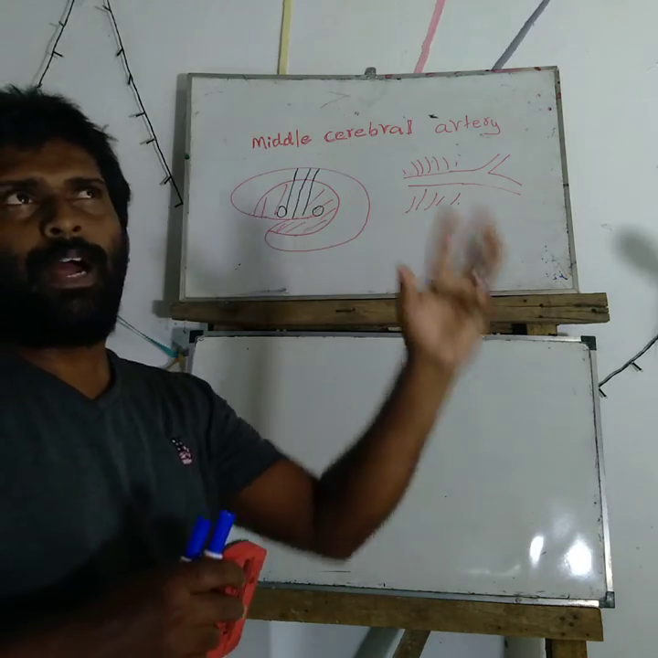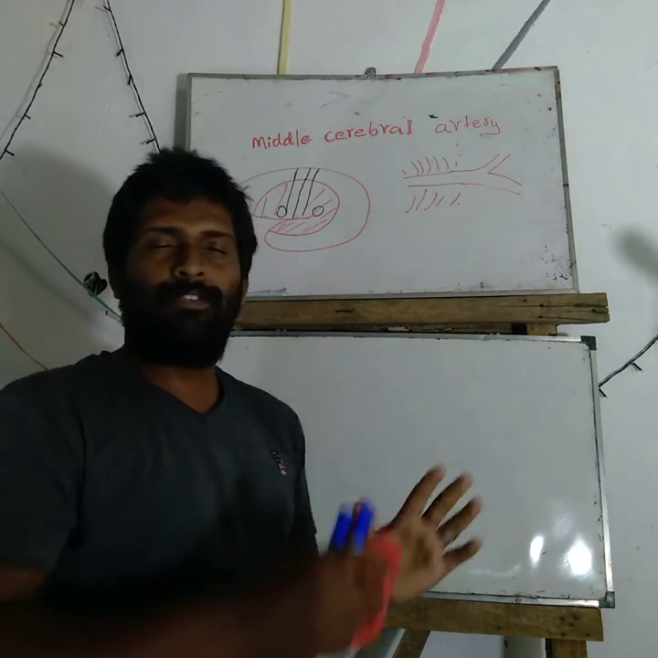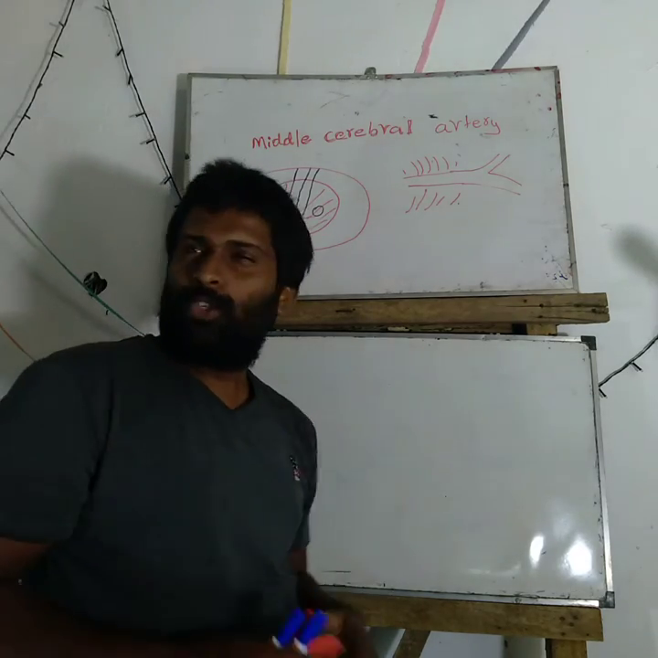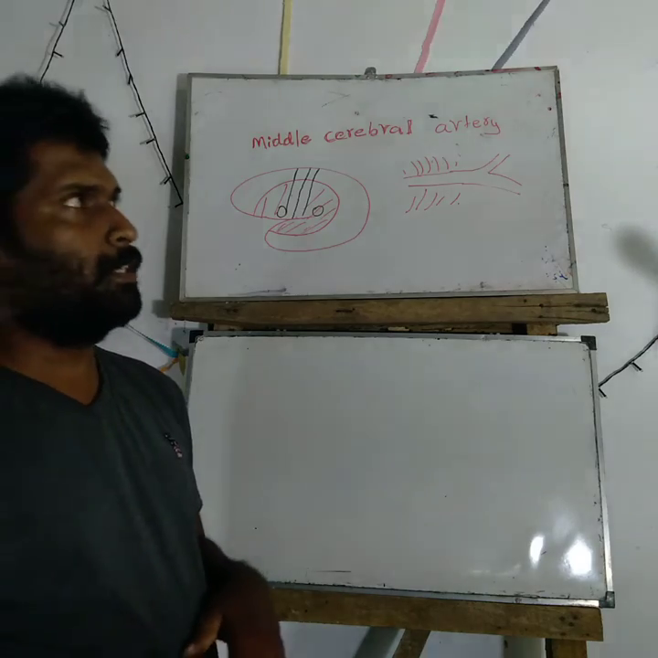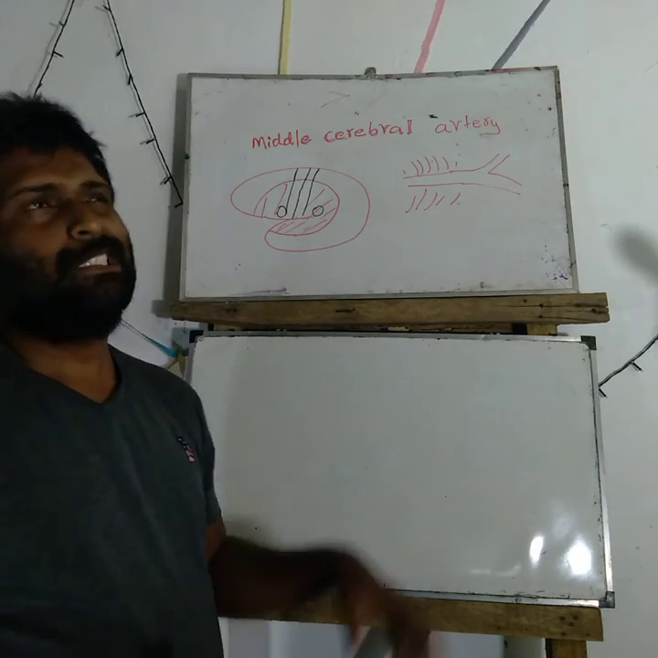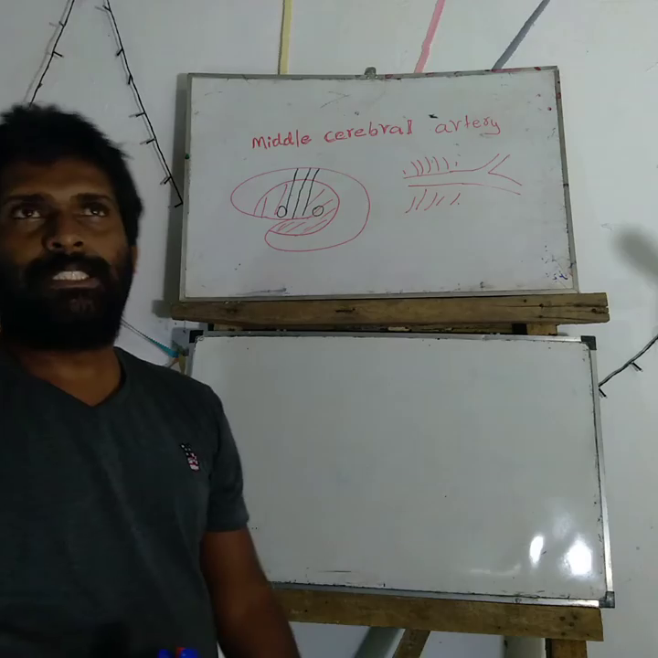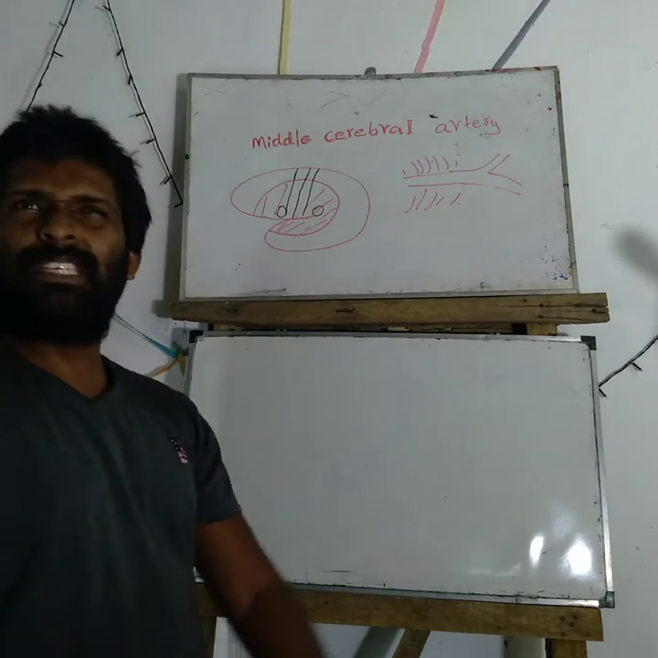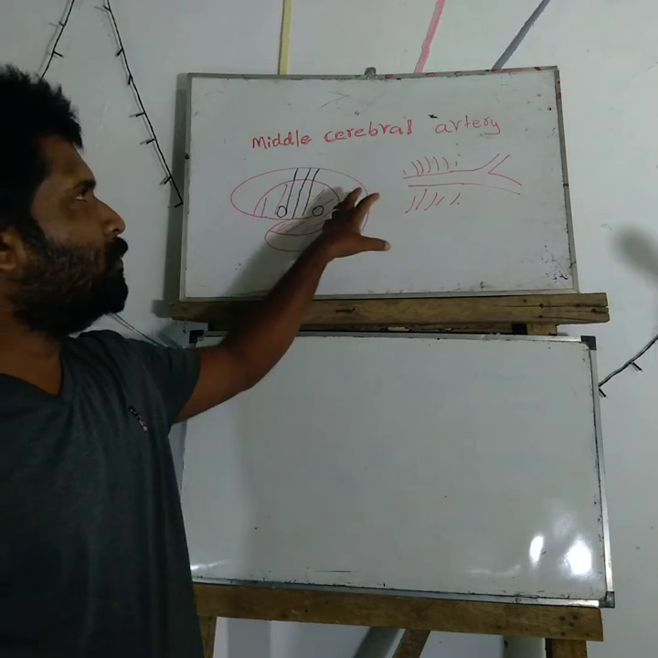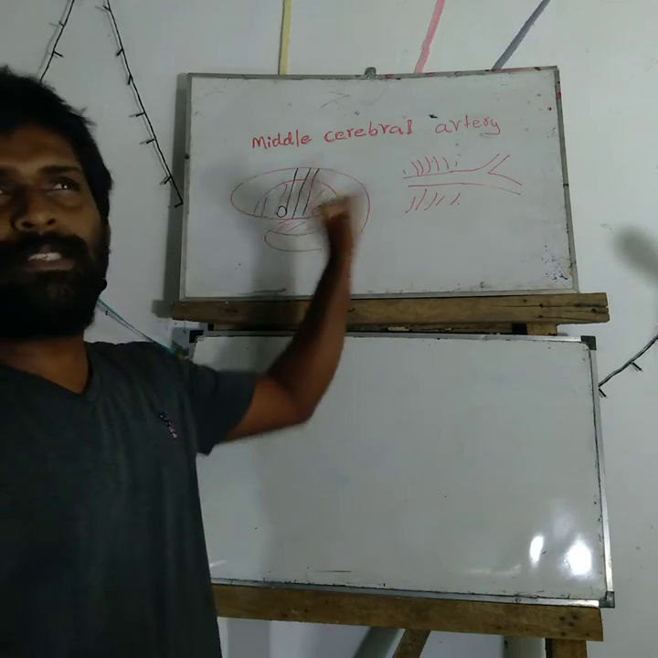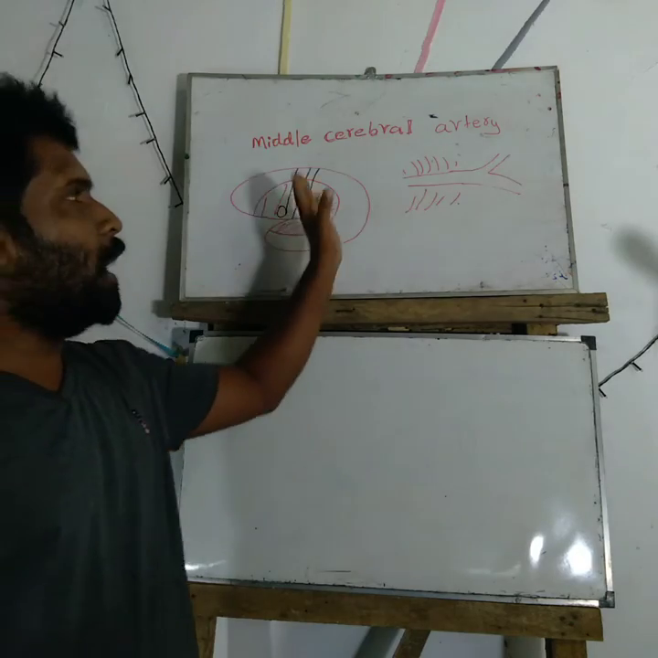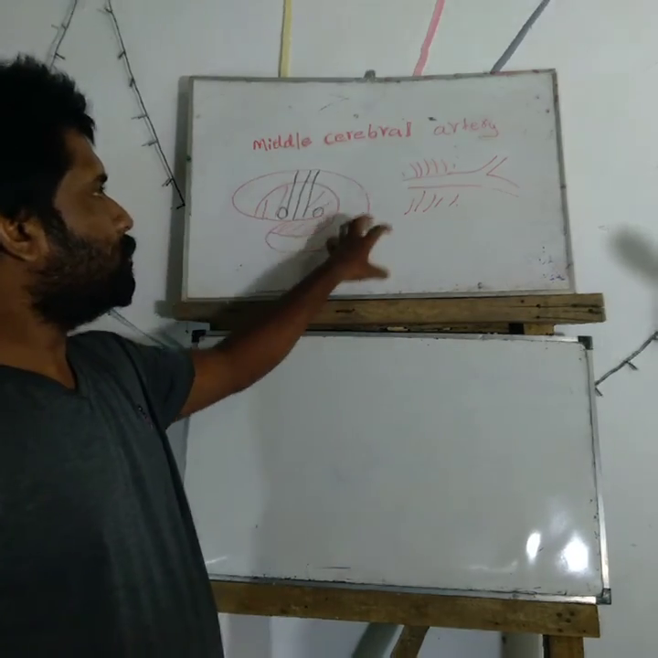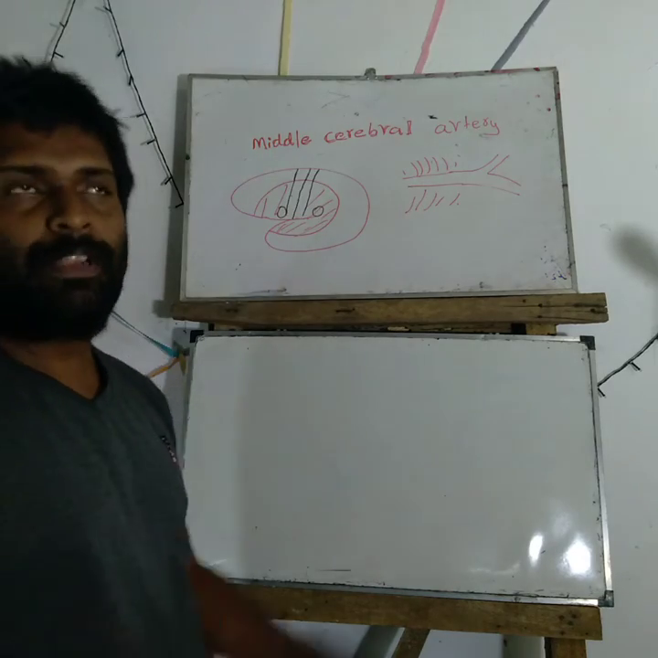This middle cerebral arterial damage, or some form of vascular damage of the brain, may be due to some form of trauma, road traffic accident, Parkinson's disease, Alzheimer's disease, or some form of tumor inside the brain hemisphere. This is the dominant side of the brain hemisphere, the left side.